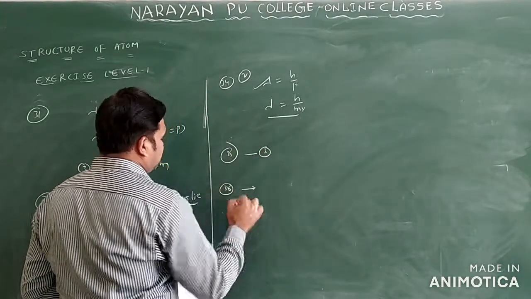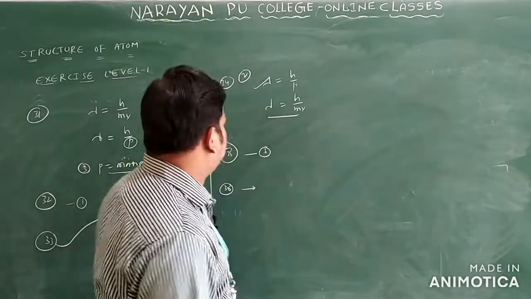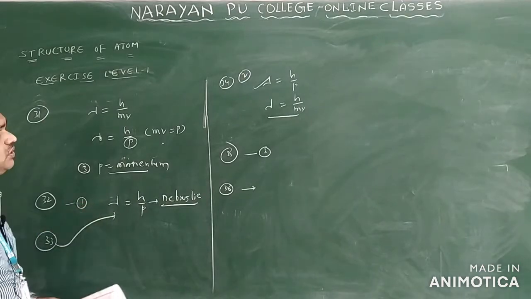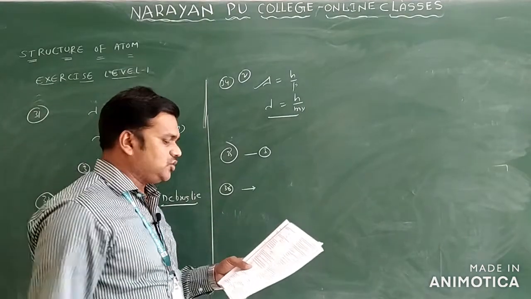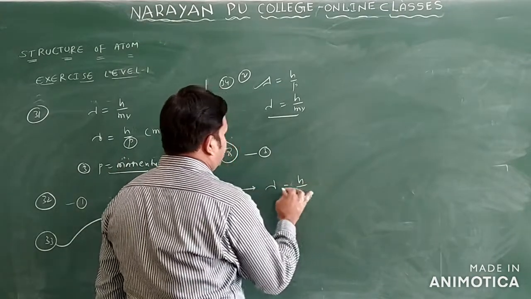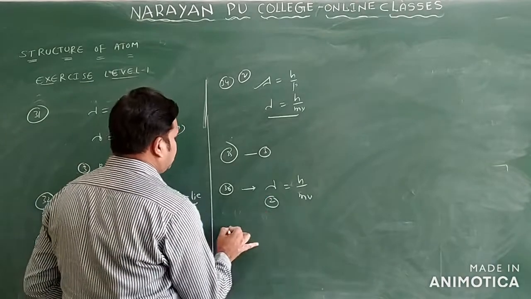Come to question number 36 we have. Which of the following expresses the de Broglie relation? Very simple question. See, this question is de Broglie, 31 also de Broglie, 32 also de Broglie, 34 also de Broglie. So what is your answer here? Lambda is equal to h by mv only. So you will take what? Option 2 for this question only.